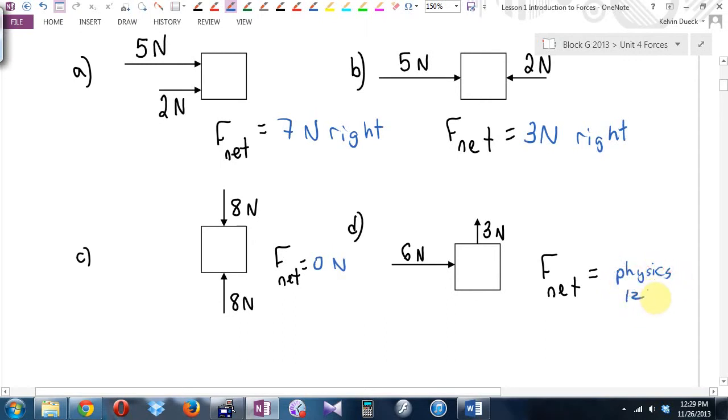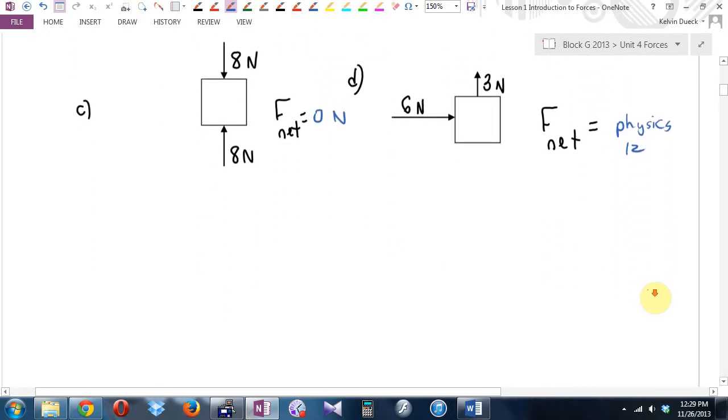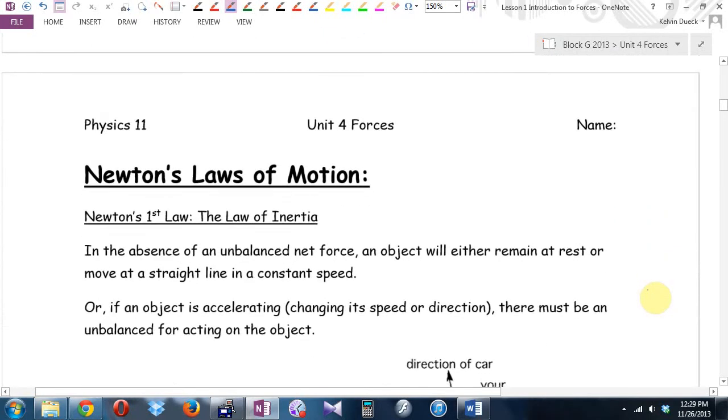In Physics 12, we'll say, okay, what if everything isn't in a nice straight line? What if some stuff is horizontal and some stuff is vertical? What now? We'll introduce an entire branch of mathematics called vector mathematics. We'll touch on it this year as well, and we'll learn how to add 6 newtons right plus 3 newtons up. And there is a way. It's a whole new set of mathematical rules, but it can be done. That's Physics 12.